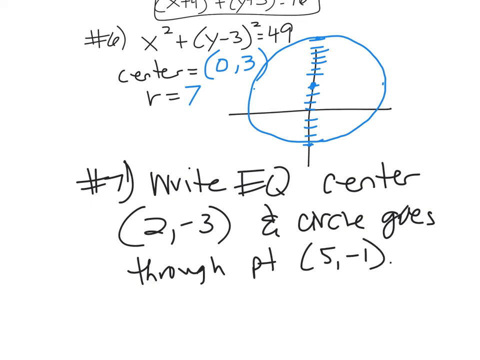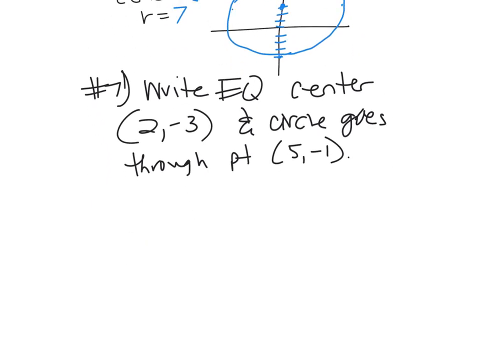Okay. There's a couple ways to do this problem. Wait, so 2, negative 3 is the center? Yes. The center's 2, negative 3, but the circle goes through the point 5, negative 1. I'll tell you 2 ways to do this. In order to get an equation of a circle, you need to know the center and the radius. Well, we don't have the radius. We do have the center. So let's start by plugging that in.